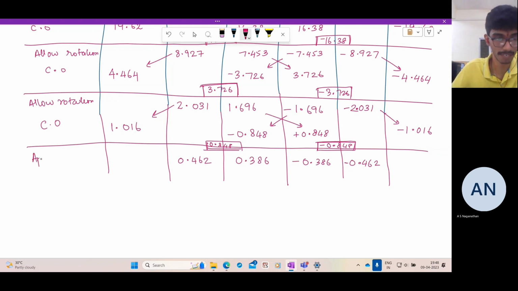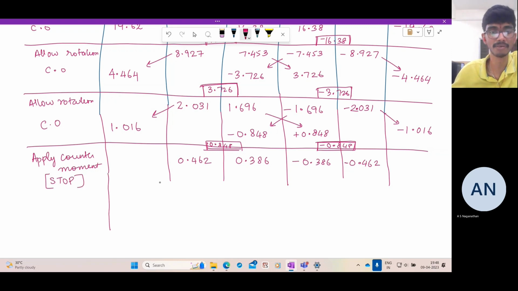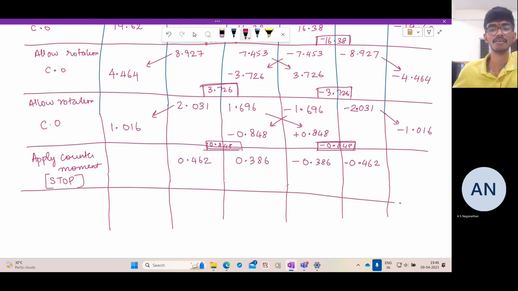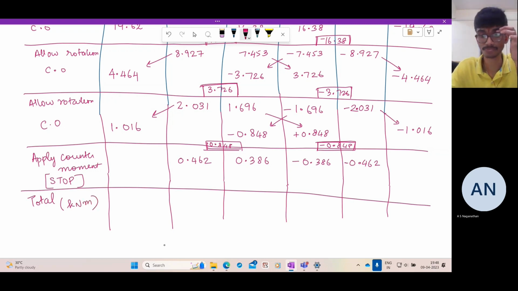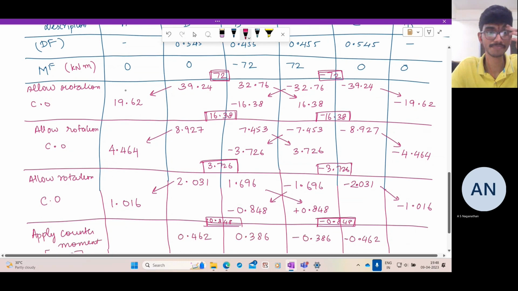So apply counter moment. And since this value is very small compared to the fixed end moments, you can stop right here. If you carry it over, then equilibrium will be violated. So stop right here, and compute the total moments. So add them all up.